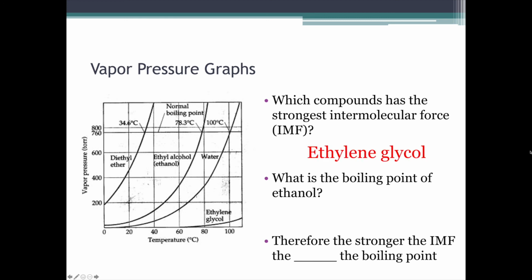So what is the boiling point of ethanol? Remember, boiling occurs when the vapor pressure, this line, equals the atmospheric pressure. Now this is in torr, so atmospheric pressure is 760. That one atmosphere is 760 torr. So I'm looking for where these two lines meet. So here's ethanol. Where it meets 760 is 78.3 degrees Celsius.